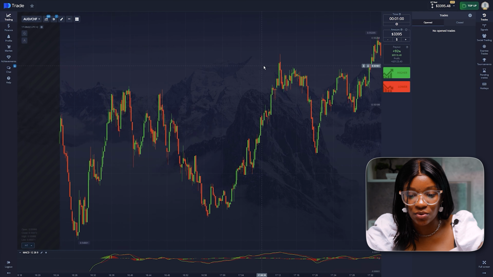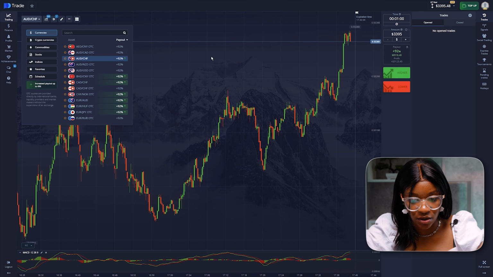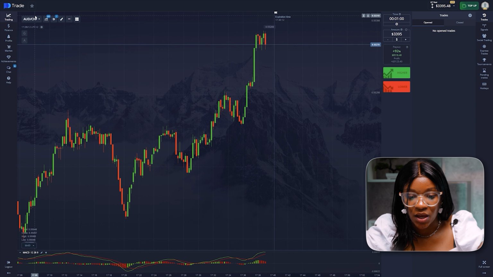Here we are also growing, but there is no resistance zone here. So it is dangerous to enter here. Although there is a reversal structure here, the expiration time is only for 1 minute. Let's move on to the next currency pair.